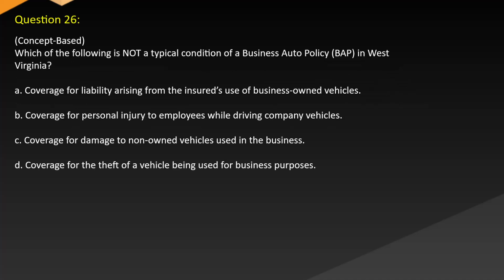Question 26. Concept-based. Which of the following is not a typical condition of a business auto policy (BAP) in West Virginia? A. Coverage for liability arising from the insured's use of business-owned vehicles. B. Coverage for personal injury to employees while driving company vehicles. C. Coverage for damage to non-owned vehicles used in the business. D. Coverage for the theft of a vehicle being used for business purposes.